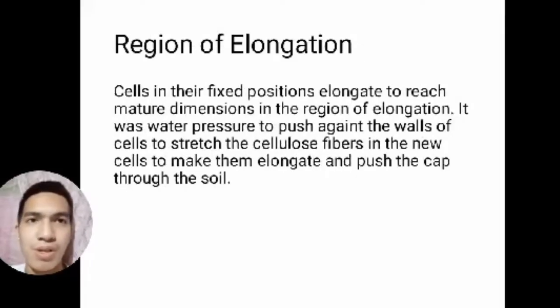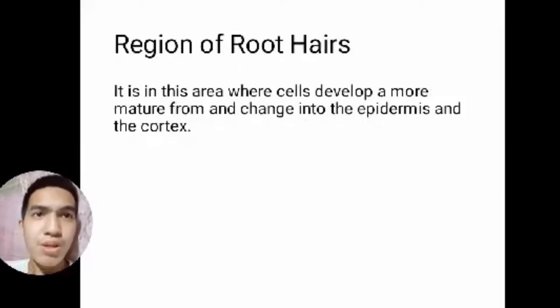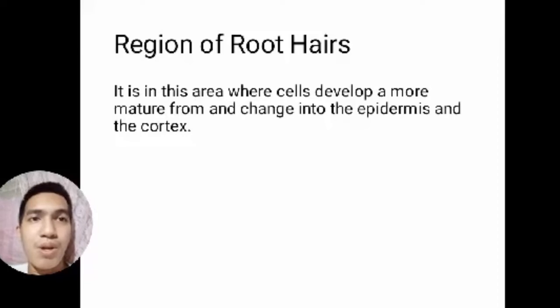Region of elongation. Cells in their fixed positions elongate to reach mature dimensions in the region of elongation. It uses water pressure to push against the walls of cells to stretch the cellulose fibers in the new cells to make them elongate and push the cap through the soil. Region of root hairs. It is in this area where cells develop into a more mature form, a change into the epidermis and the cortex.